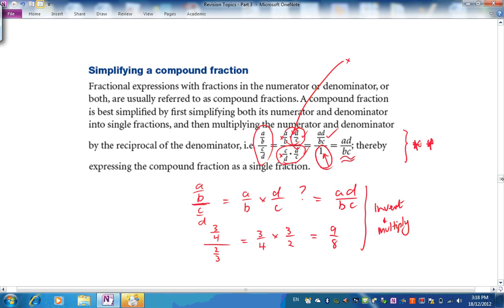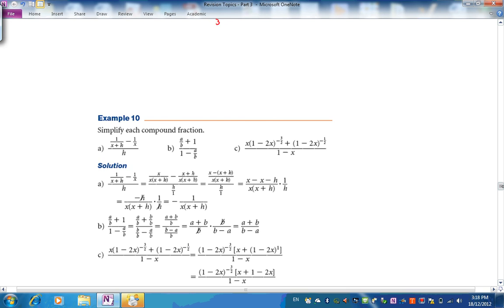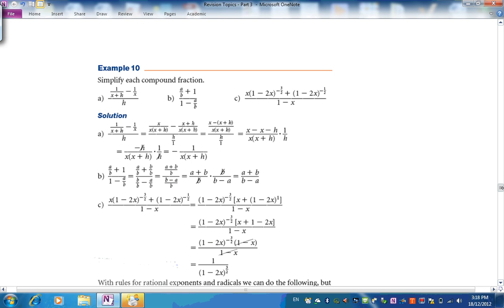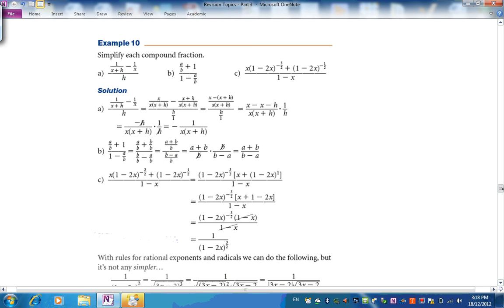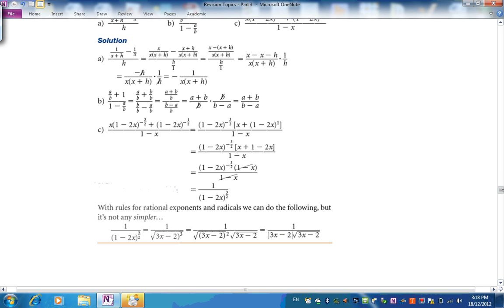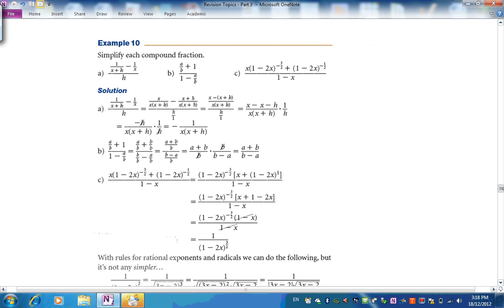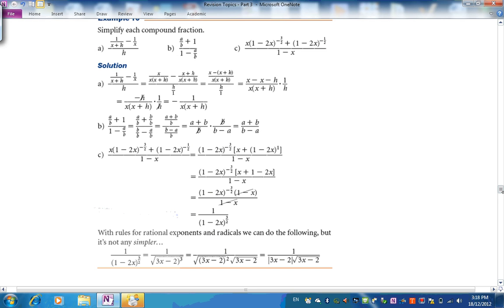All right, let's go on and practice some stuff. So here are some little questions down here. Can we get them all on? I think we can. I could earlier. Okay, simplify each compound fraction. So we'll put it here. So let's have a look at what they've done.